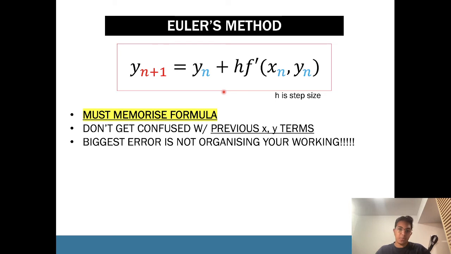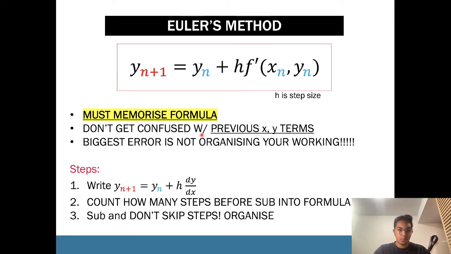The biggest problem that people have, I think, with this question here is not keeping account of their previous x and y terms. So when you don't keep account of your previous x and y terms and you don't write everything out in a table, you'll get confused and then you'll end up repeating the same thing and then you'll stuff up your answer.